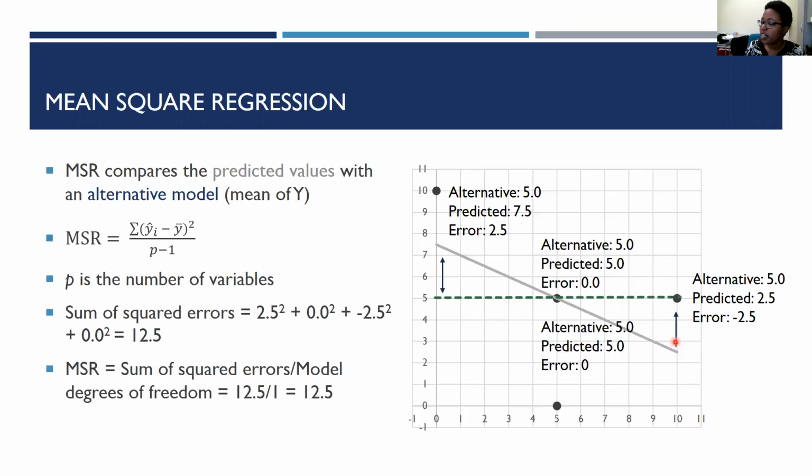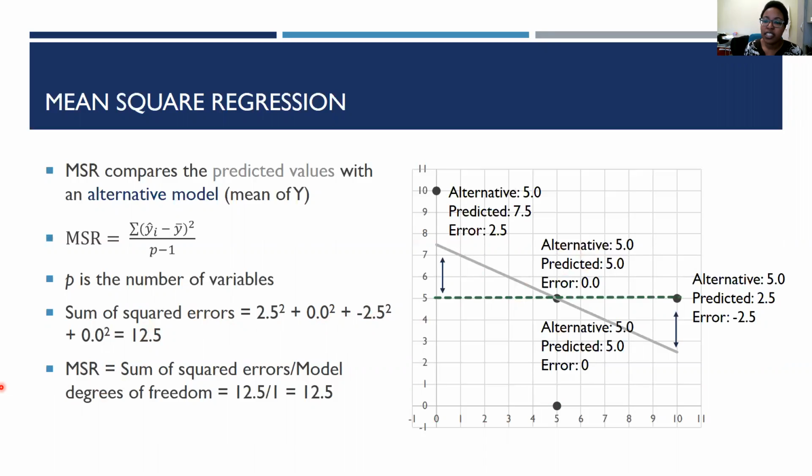And then for this person over here, we predicted that they would score a 2.5 here, and the mean of y is a 5, so the error is a negative 2.5, even though their actual score was a 5 over here. All right, so the mean square regression is about comparing our predicted values with this alternative model, not taking into account the actual values. If we take all those error terms, square them, and add up all those squares, we would get a 12.5. So for this data set, our mean square regression is a 12.5.